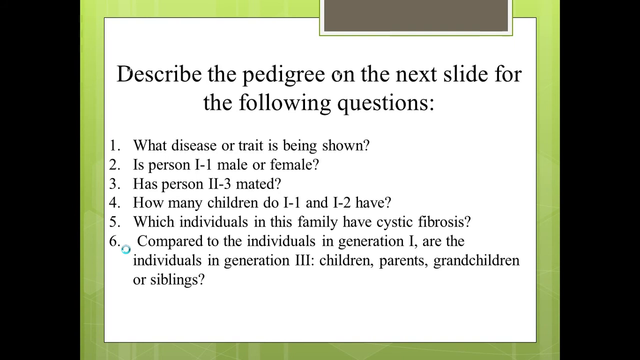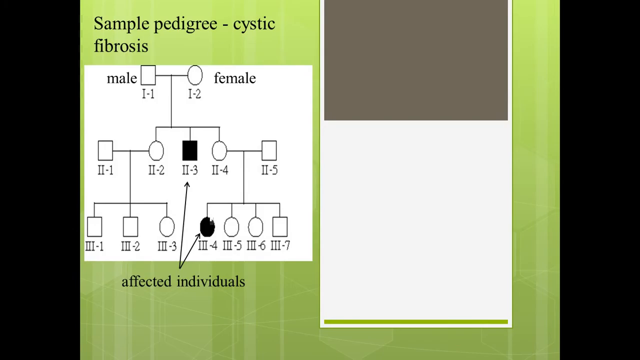3, has person 2-3 mated? 4, how many children do 1-1 and 1-2 have? 5, which individuals in this family have cystic fibrosis? And 6, compared to the individuals in generation 1, are the individuals in generation 3 children, parents, grandchildren, or siblings? So let's take a look at the pedigree.